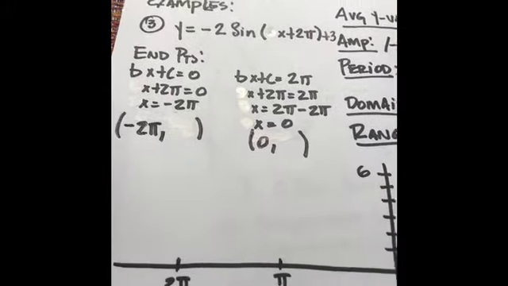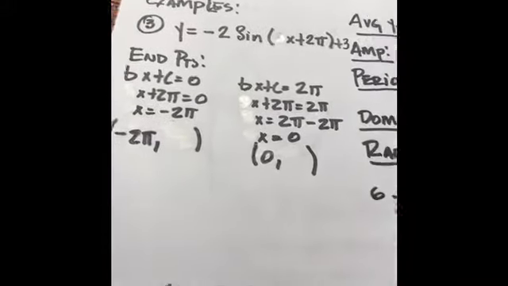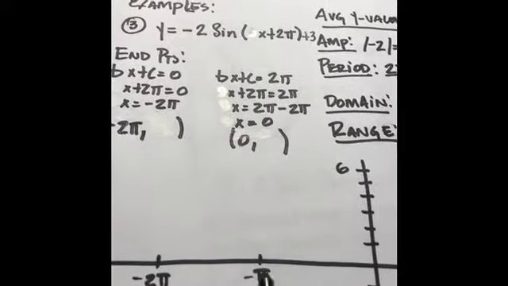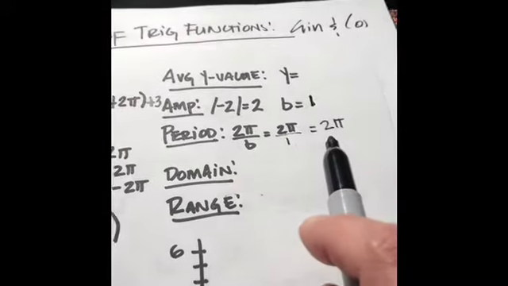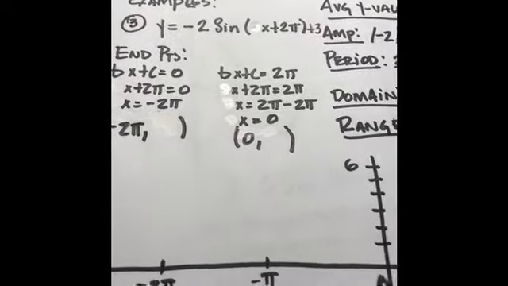In my coordinate plane, this means that my graph is going to be going from negative 2 pi to 0, meaning my extension is 2 pi, which is exactly what my period is stating. So my extension is of 2 pi.